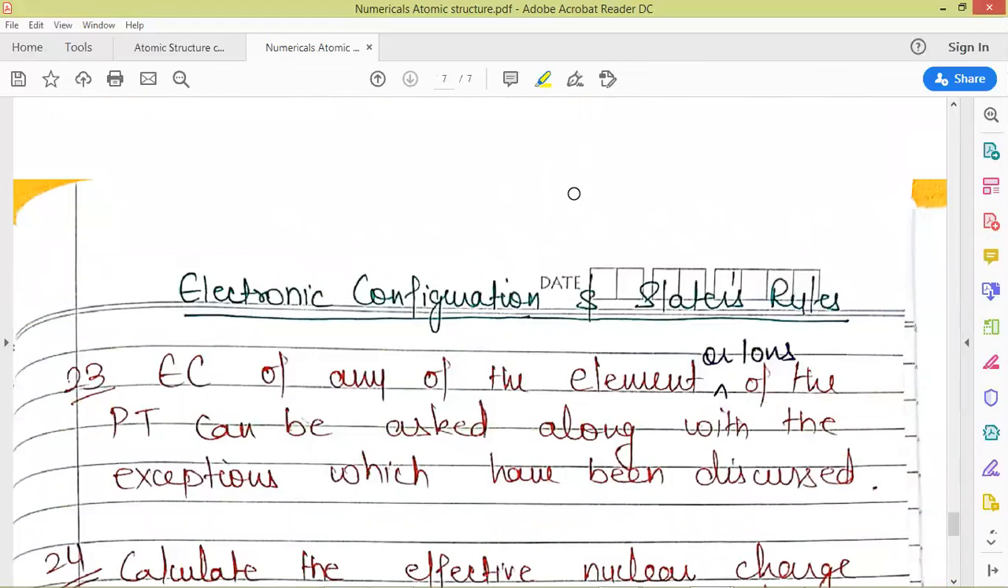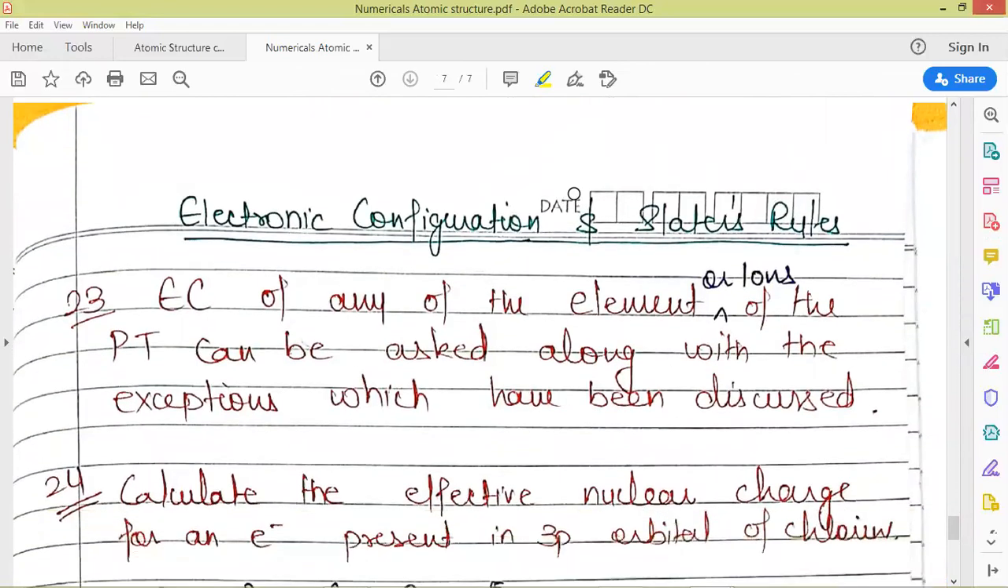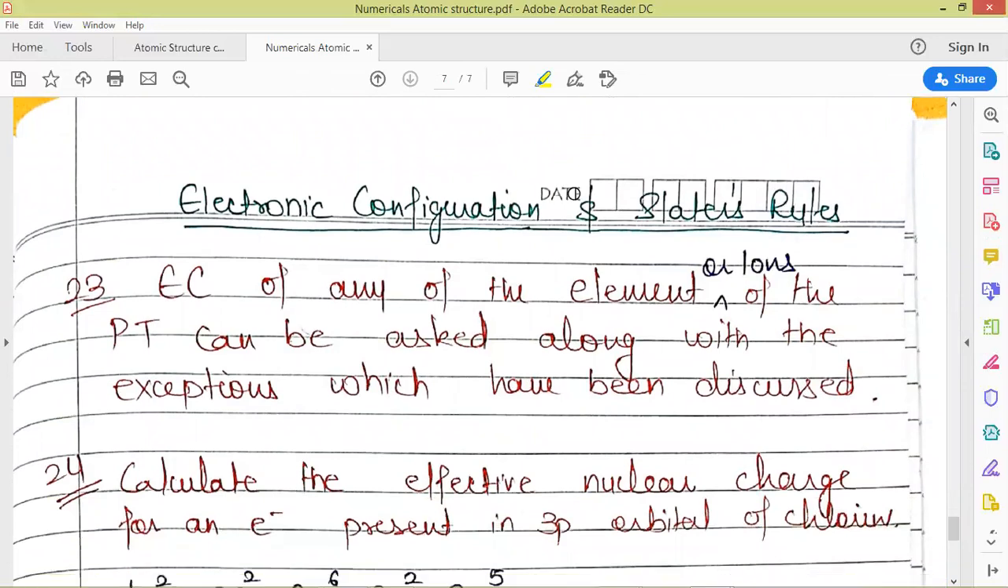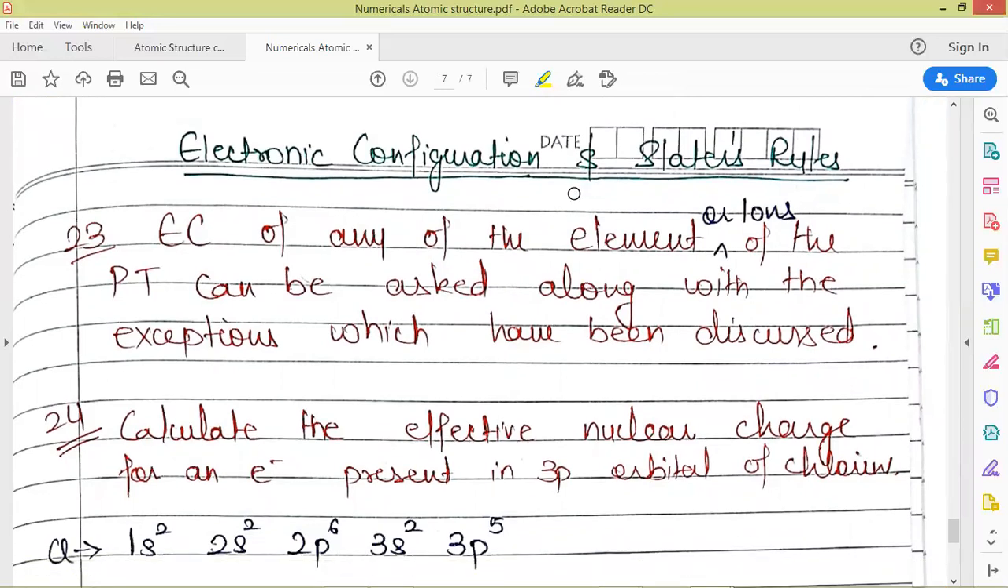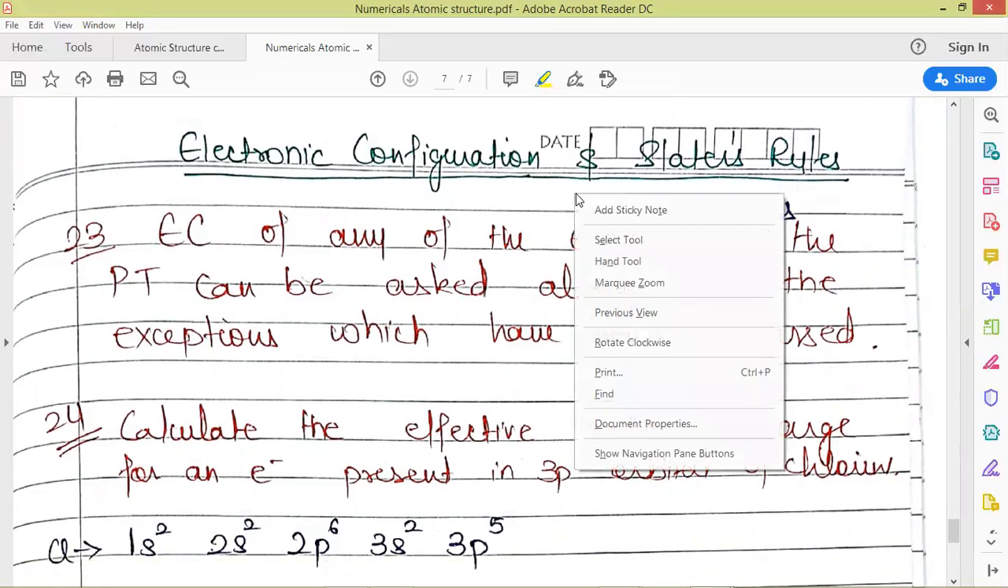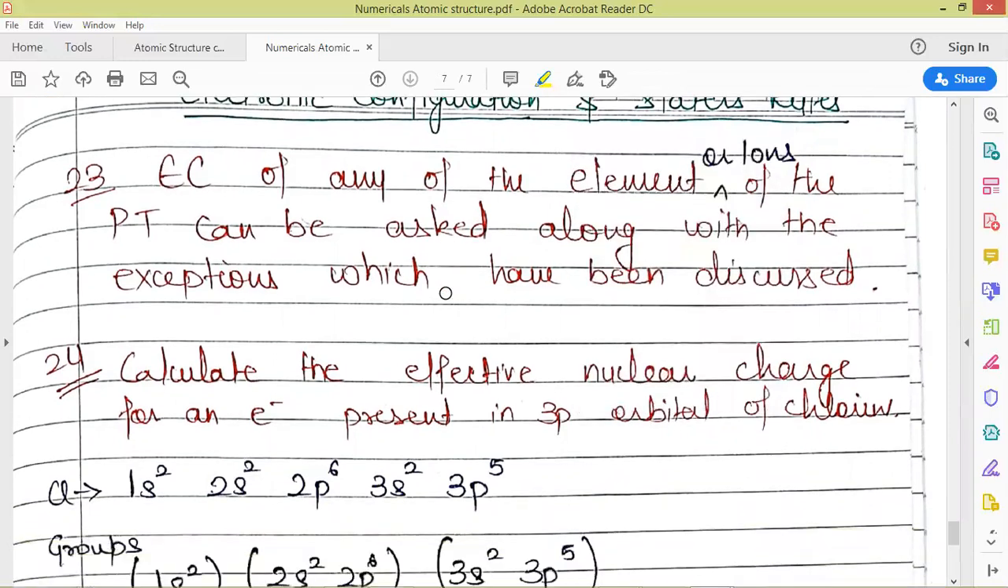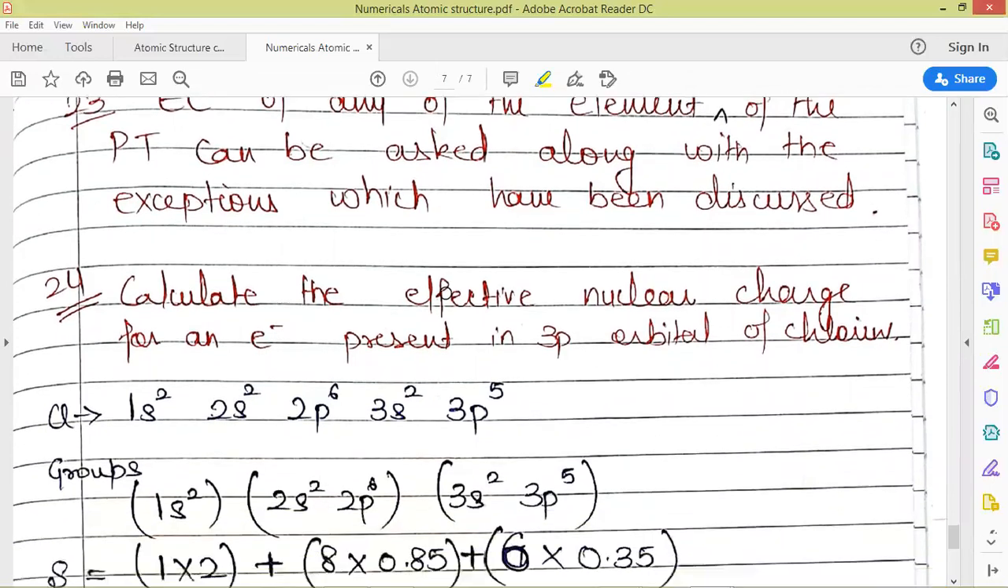So the next question is based upon electronic configuration. The electronic configuration of any of the elements or ions of the periodic table can be asked. So you'll have to answer based upon some of the exceptions which we have already discussed in the electronic configuration section, and also based upon the Aufbau principle, you can write the electronic configuration of any element except for the exceptions. The exceptions which are going to be asked in exams we have discussed. Only those exceptions can be asked to you in the examinations.